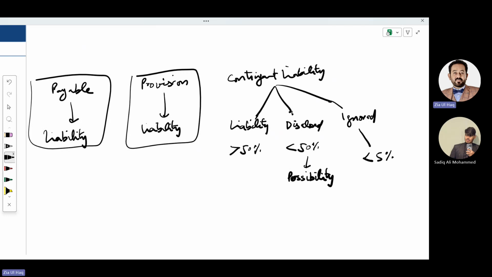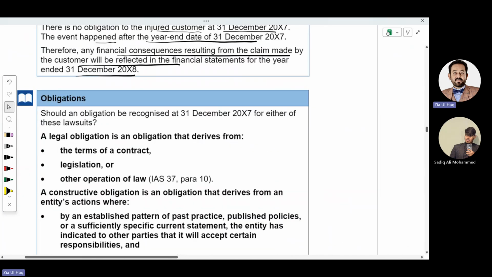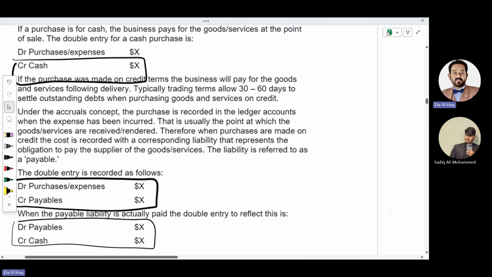If chances are between 5 to 50%, this means there is a possibility, so it should be disclosed only. And if for any event the chances of payment are more than 50%, it should be recorded as a liability, meaning provision. And if there are chances of less than 5% to make payment in future, in that case, we should ignore that. Is that fine? So let's move towards our start point again.